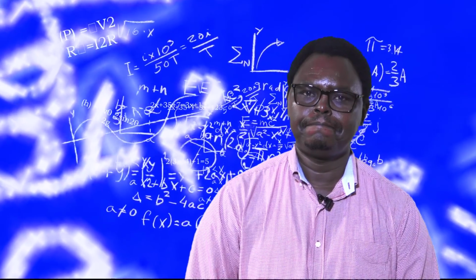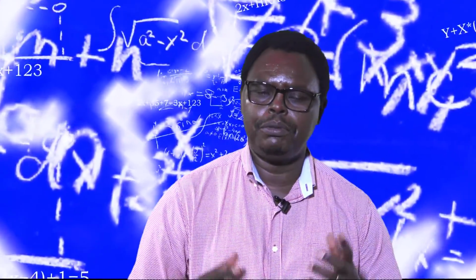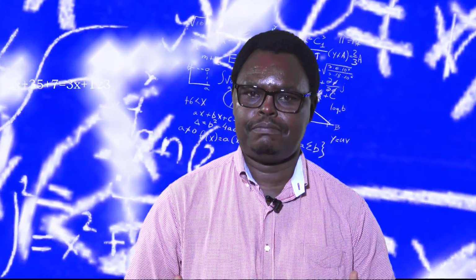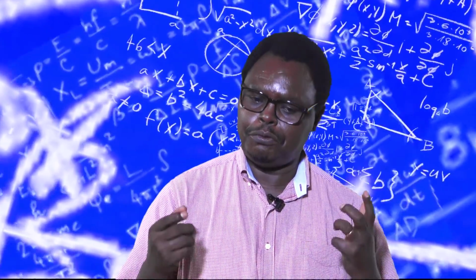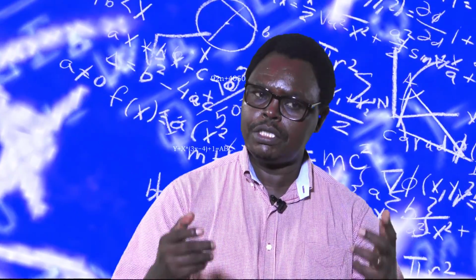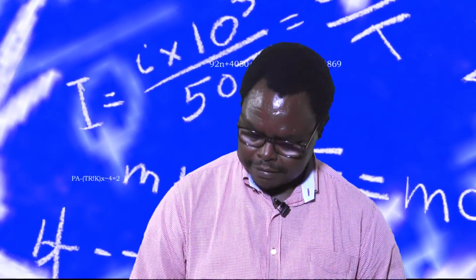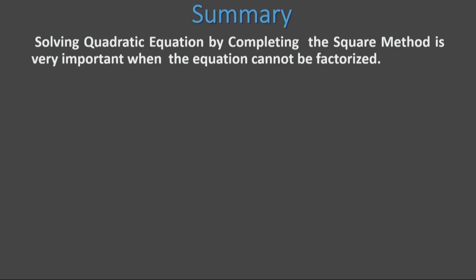Okay, students, what have we learned today? Try to think about it. Because the beauty of maths is you don't cram. You try to understand. And if you forget the formula and you've understood the steps, you can develop the formula yourself. So, solving quadratic equations by the completing the square method is a very important method when we cannot factorize the quadratic equation. That's very important.